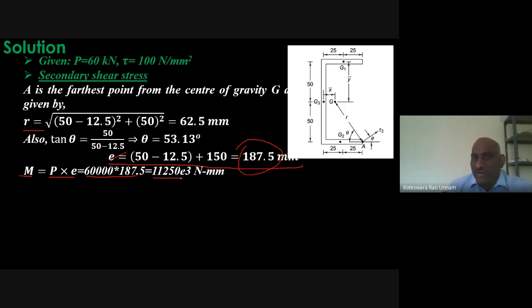11,250 into 10 power 3 Newton mm. Why is it Newton mm? Because your load P is in newtons and E is in mm. Therefore, the resulting units are going to be Newton mm only.